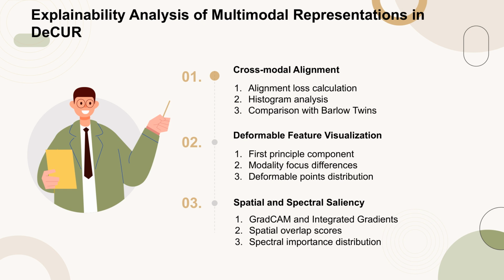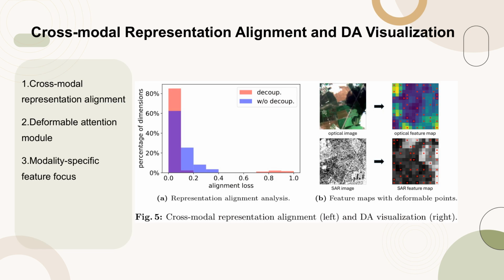Figure 5 illustrates the cross-modal representation alignment on the left and the deformable attention (DA) visualization on the right. The cross-modal representation alignment shows how different modalities, such as optical and synthetic aperture radar (SAR) images, align their features to understand the same scene.